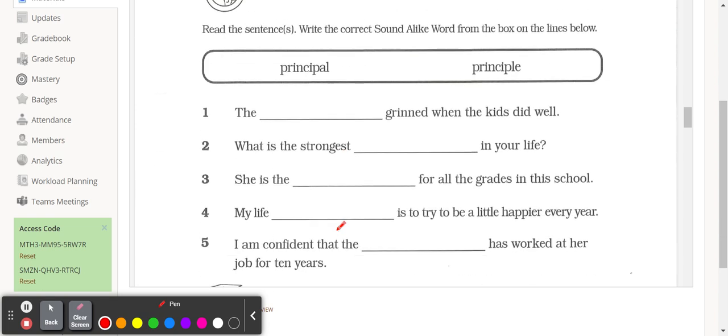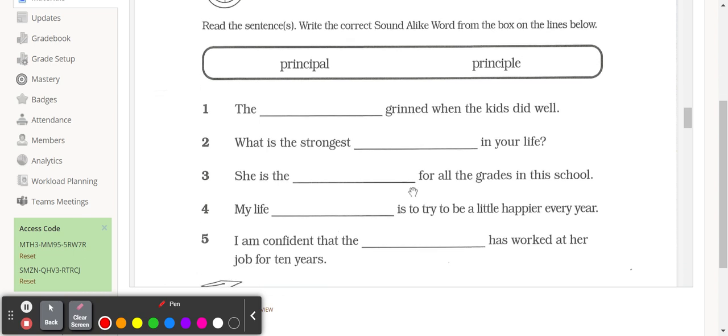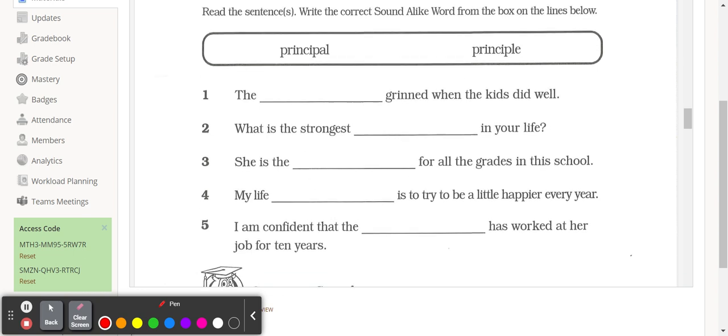It says, guess which one? We have principal and principle. I always say principal because I remember P-A-L, pal, is like the person. So Mr. Thomas is our principal versus principle. Okay. Let's just do it. If it's the person, like Mr. Thomas of a school, we'll do red. If it is like the rule principle, okay, then we're going to do purple.